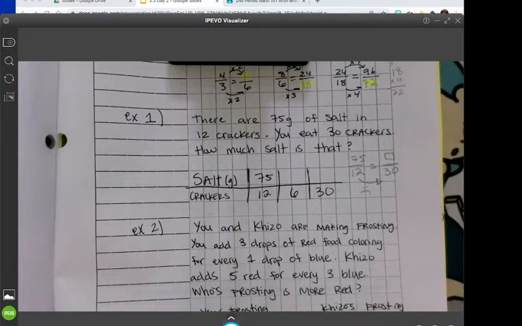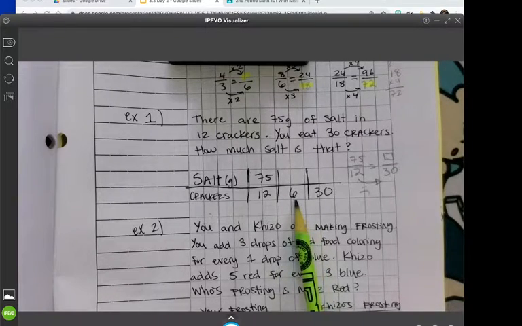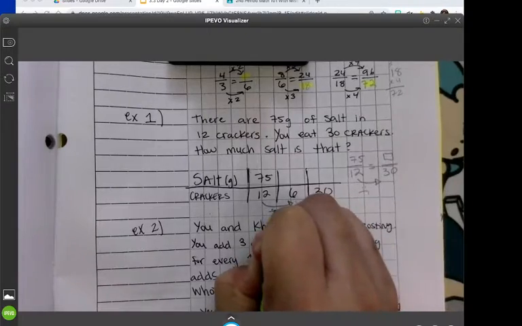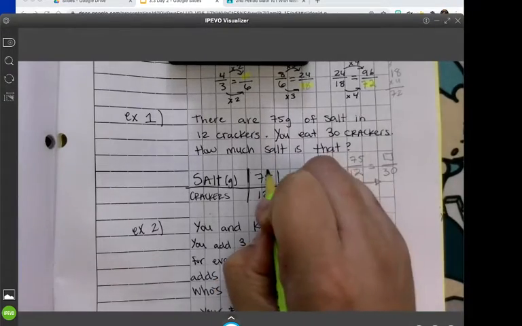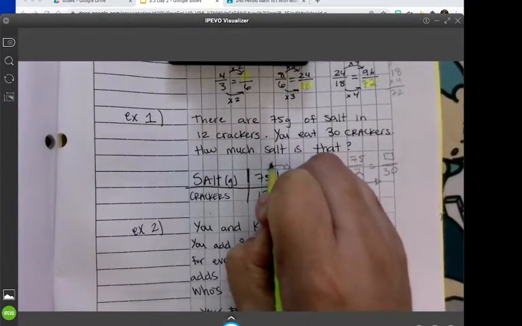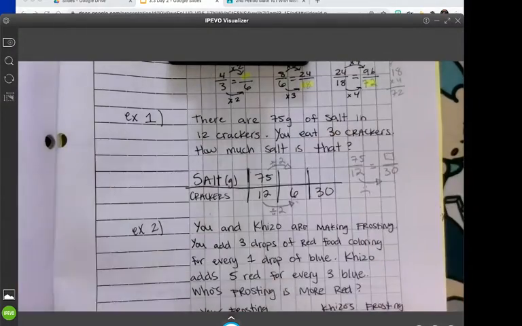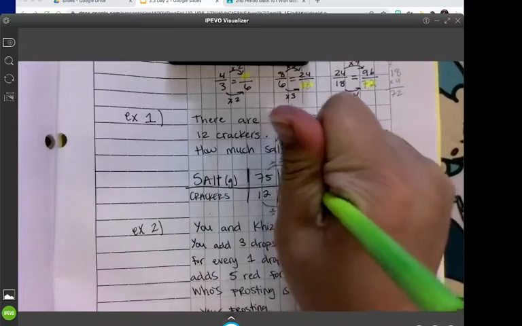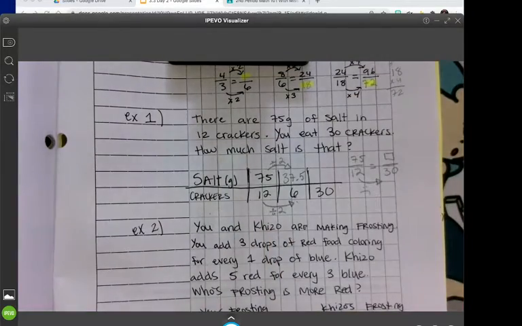So we have to find a common factor in order to get there. We need to add one extra step to help us get to 30. And that extra step that I decided was to put 6. Because we can figure out 12 to 6 is divided by 2. So you can do 75 divided by 2, which I believe is 37.5. Calculators, guys, calculators.